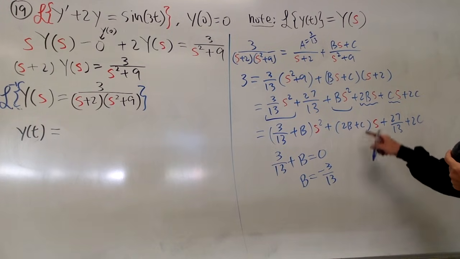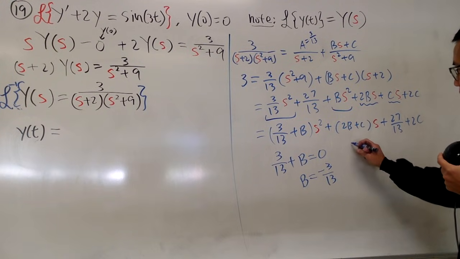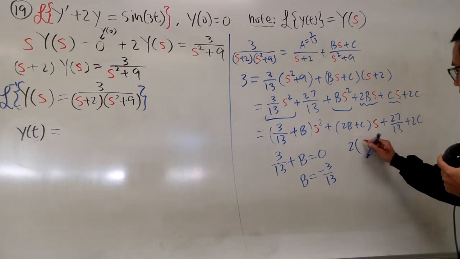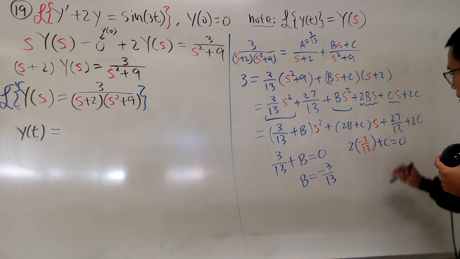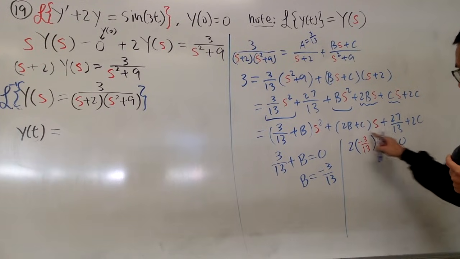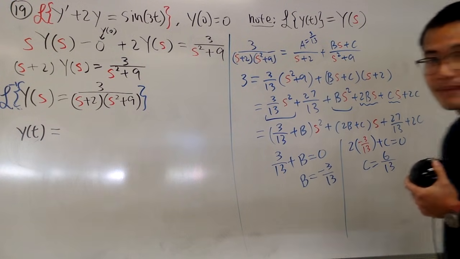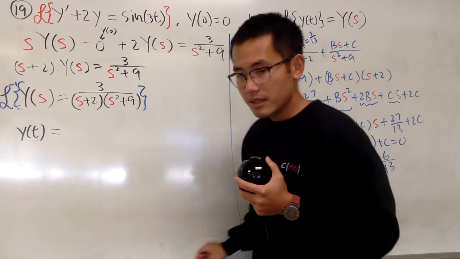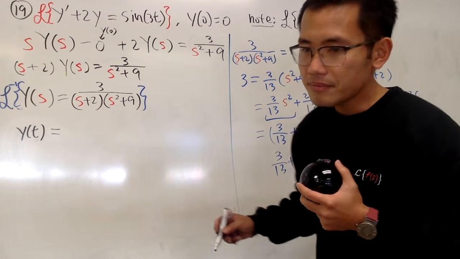Well, I'll do it here because I have the coefficient here and I don't like that. So here, 2b, which is negative 3/13, plus c has to be equal to 0 as well. So this is going to be positive 6 on the right hand side. So c is equal to positive 6/13, like that. So not so bad in my opinion.